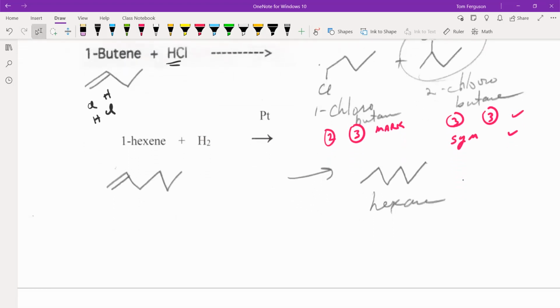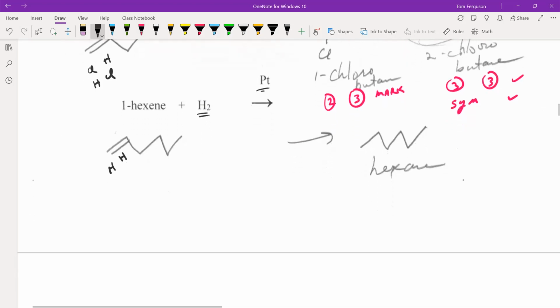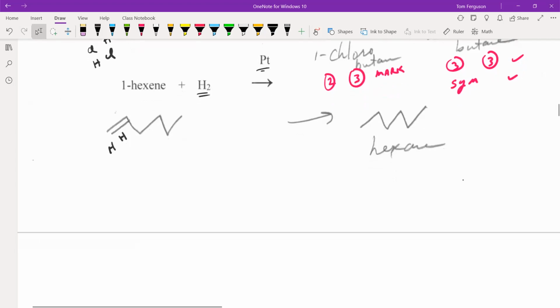Here we have an alkene. We're putting hydrogen with a catalyst, a platinum catalyst, and the hydrogen is going to go across here. So that creates an alkane. This is a reduction process, by the way. So whenever you take away hydrogens, it's oxidation. When you add hydrogens, it's reduction.